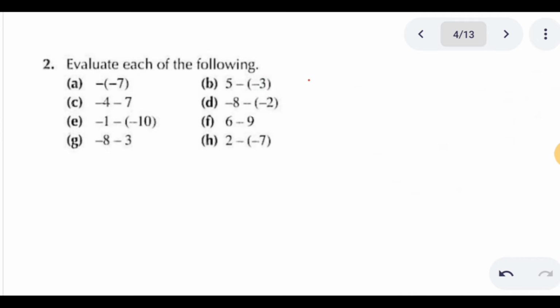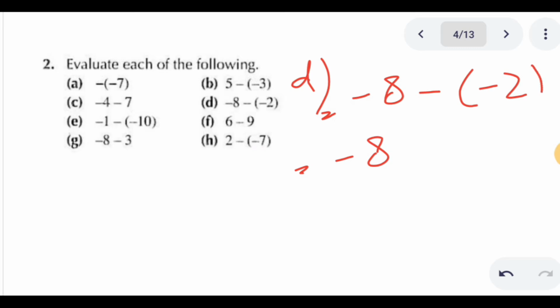Similarly, in this question again we have a similar type of situation. I am going to solve a few parts and I hope you can easily do the rest, and if you have any problem you can ask me in the comment section. Like I am going to solve part D for you. Minus 8 minus minus 2. So minus 8, this minus minus will become plus 2, and again plus minus is minus, so we will subtract 2 from 8 and get the answer 6, and the sign will be minus. So this is how we solve these questions.